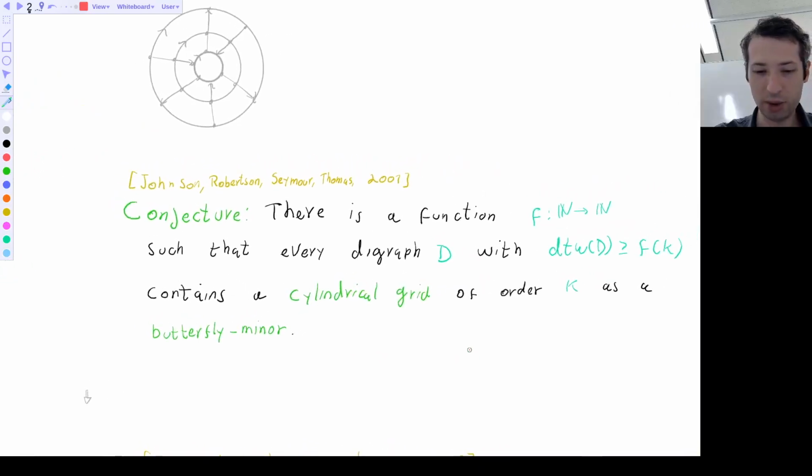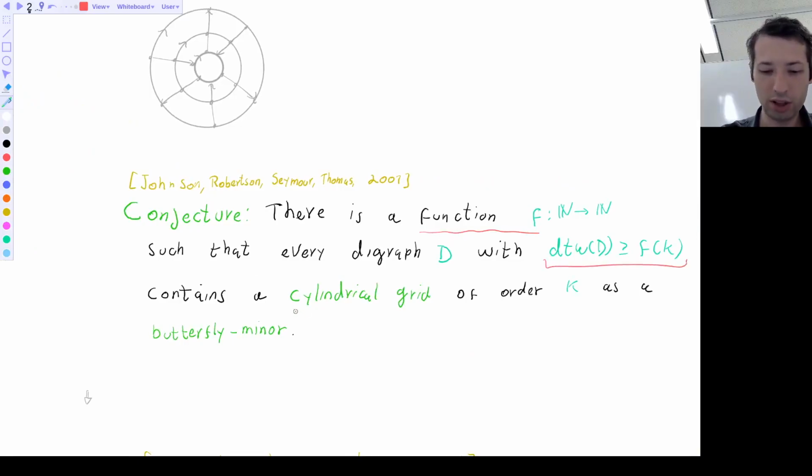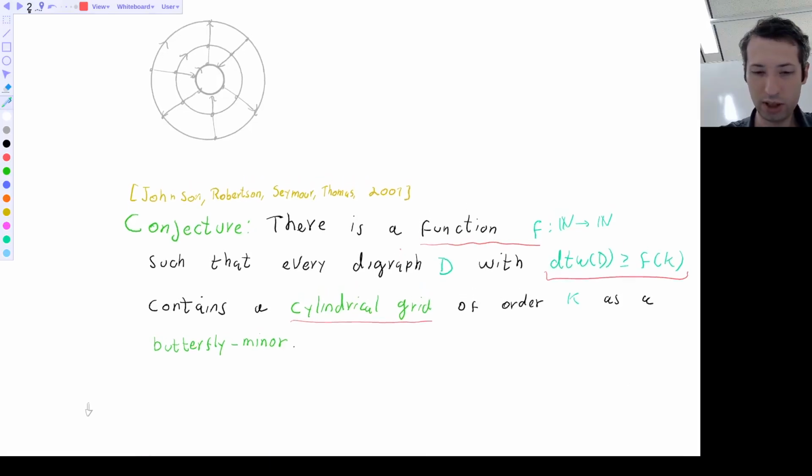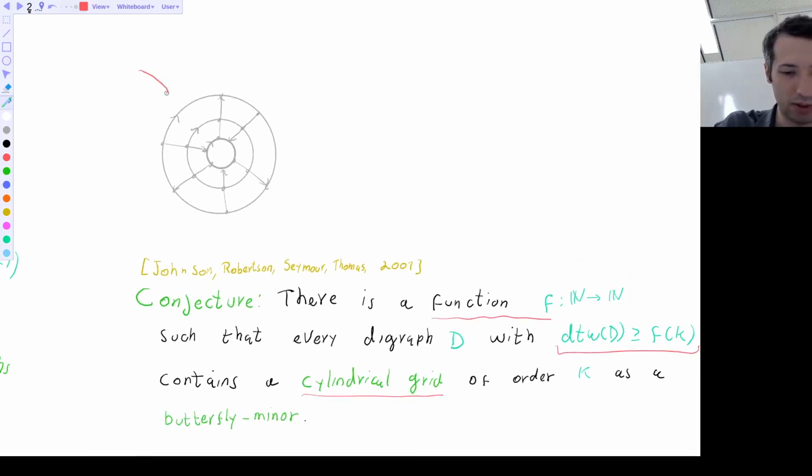They conjecture that there is some function f such that every digraph of sufficiently high directed tree width contains the cylindrical grid of order k as a butterfly minor. So what is the cylindrical grid? We can see an example here. We have several concentric directed cycles, all directed the same way, and we have several paths which intersect the cycles, and these paths are always alternating. This one is leaving, this one is entering. And so this is the cylindrical grid.